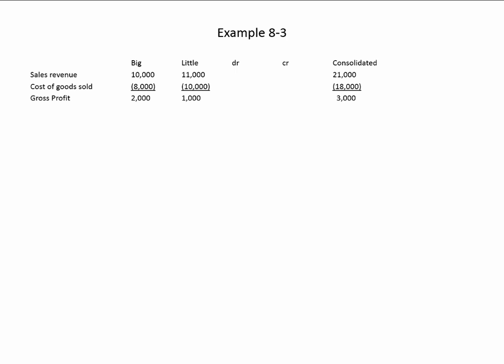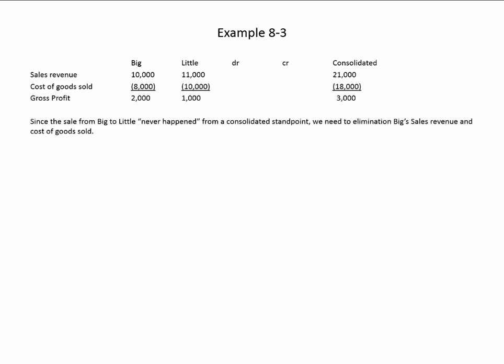If we simply added them across, we'd have sales revenue of $10,000 plus $11,000, $21,000, and cost of goods sold of $8,000 plus $10,000, $18,000, for a gross profit of $3,000. So we have the same gross profit, but the problem is we're almost double counting sales revenue and cost of goods sold. The intercompany sales revenue, the revenue that Big had from selling to Little, has to be eliminated, and Big's cost of goods sold has to be eliminated as well.